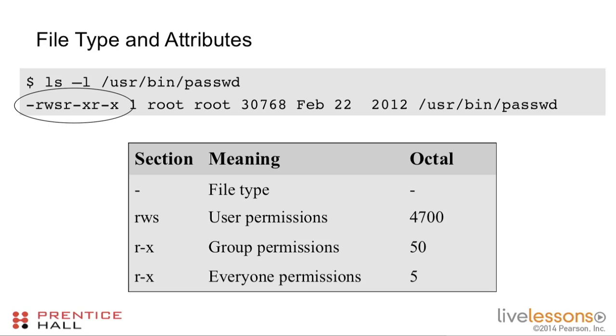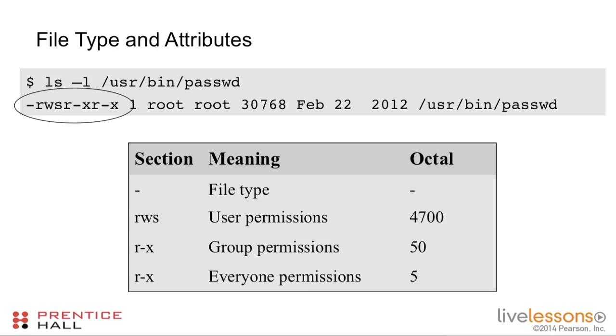So looking at our table, we can see what the octal representation of this would be as well. So starting with the user permissions, 4700. 4 means that's set for the setuid. It's a special version of the octal bit. For setuid, it's not so common to use that one. 7 means that the user has full permissions, read, write, execute. They can do everything on this file.